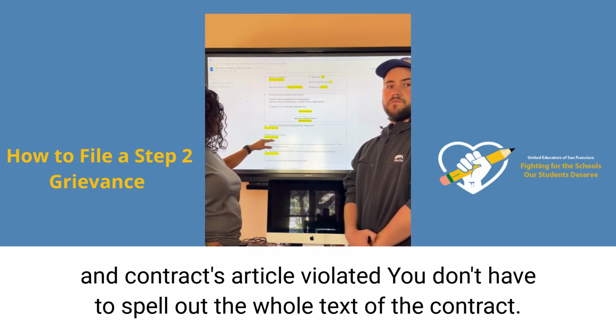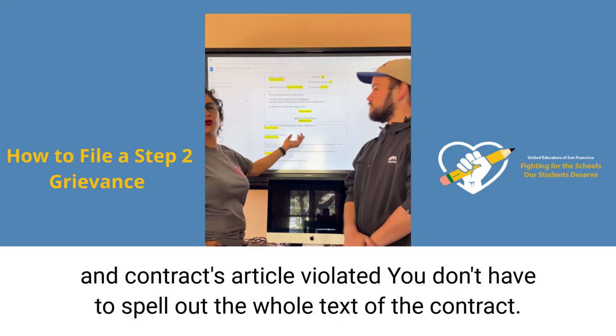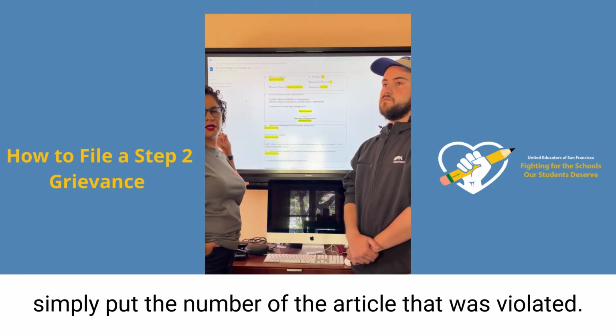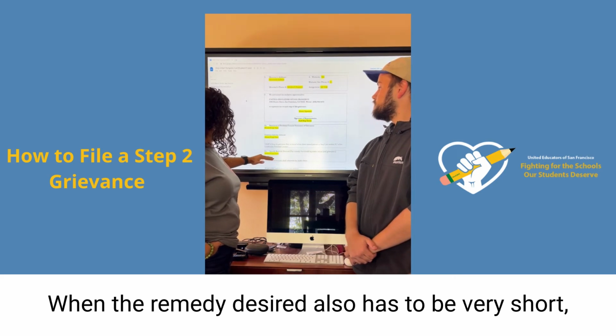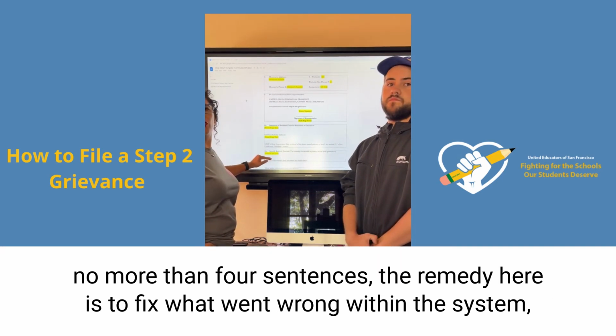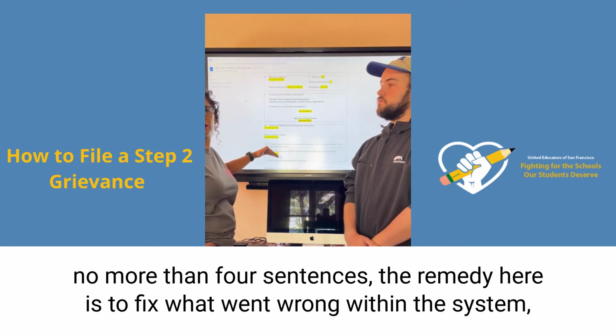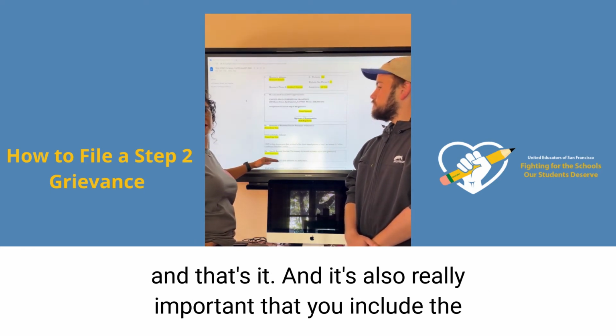In contract article violated, you don't have to spell out the whole text of the contract. Simply put the number of the article that was violated. The remedy desired also has to be very short, no more than 4 sentences. The remedy here is to fix what went wrong within the system, and that's it.